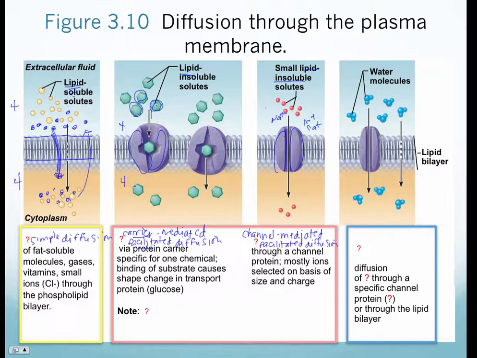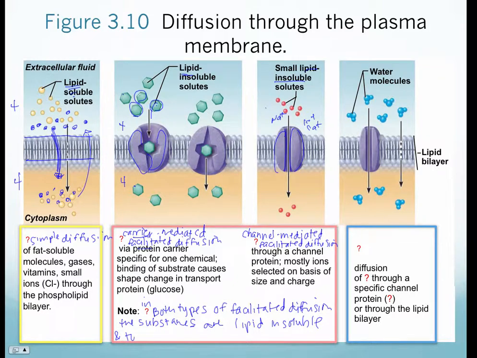Okay, so what's really important, the take-home message once again, is that in both of these types of facilitated diffusion, the substances are lipid insoluble and too large to pass through the membrane, or they are charged species.